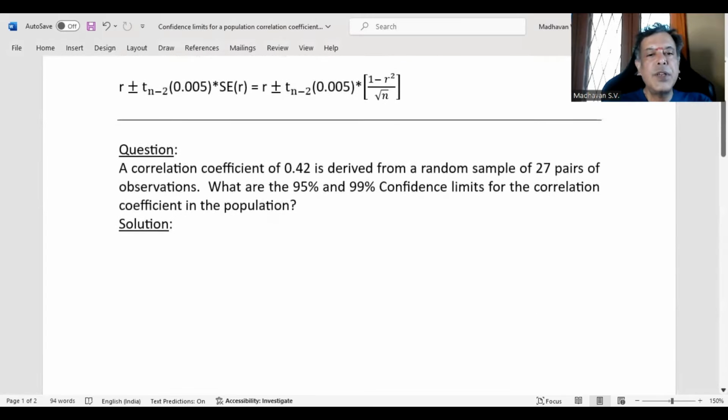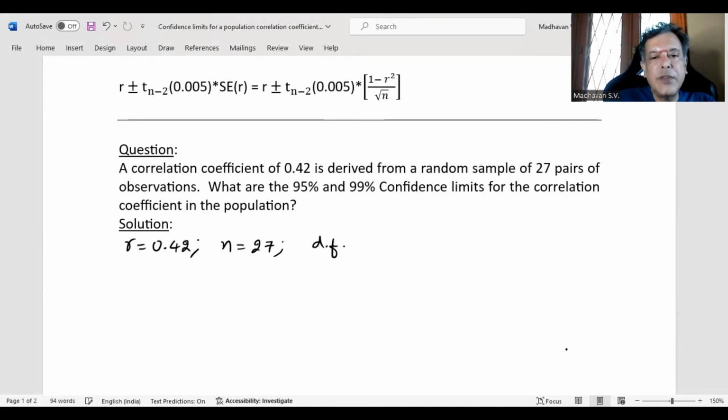A correlation coefficient of 0.42 is derived from a random sample of 27 pairs of observations. What are the 95% and 99% confidence limits for the correlation coefficient in the population? Here, the sample correlation coefficient R is given as 0.42 and the sample size is 27, which means our degrees of freedom is n minus 2, which is 27 minus 2, and that is 25.